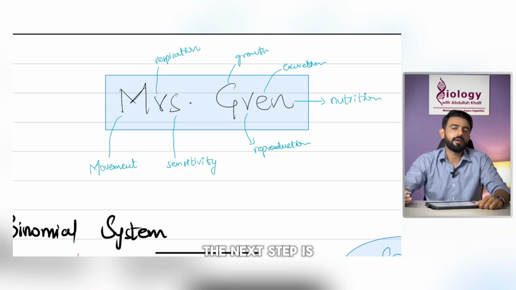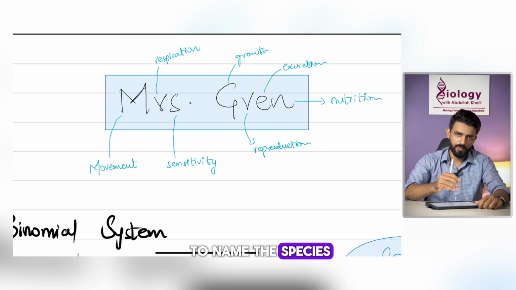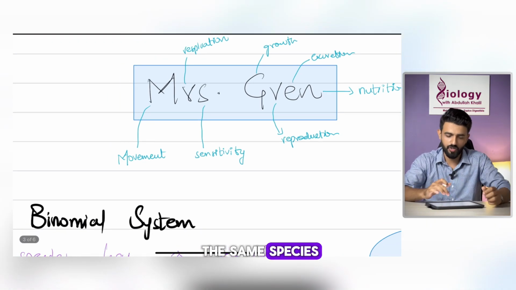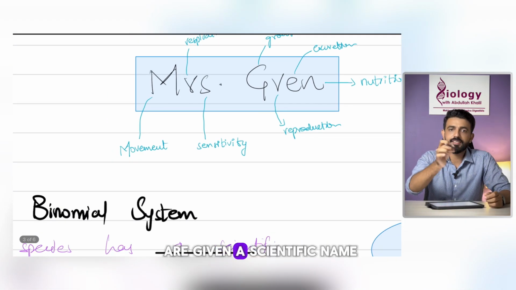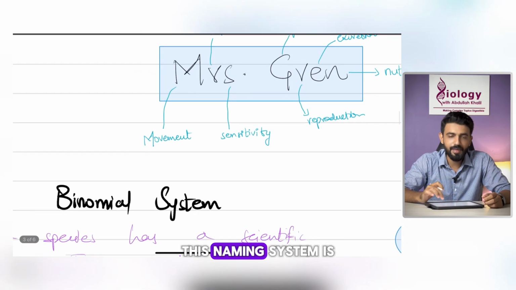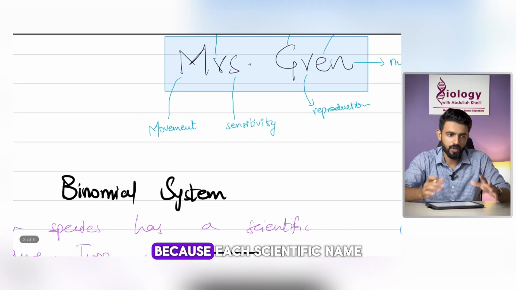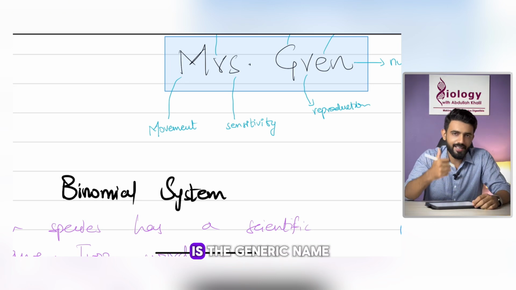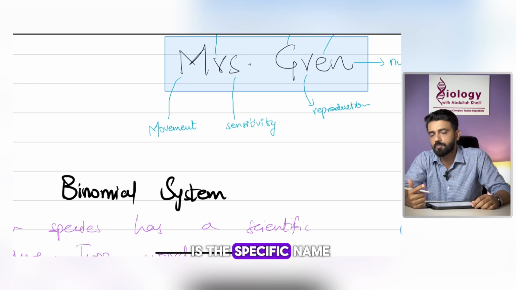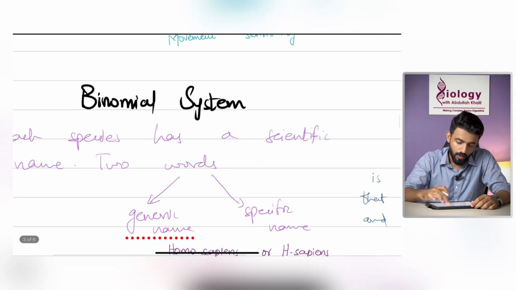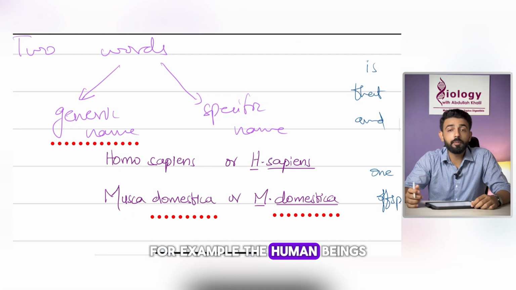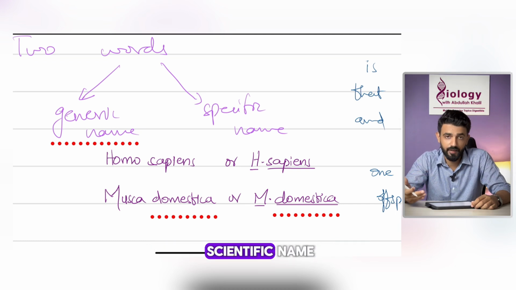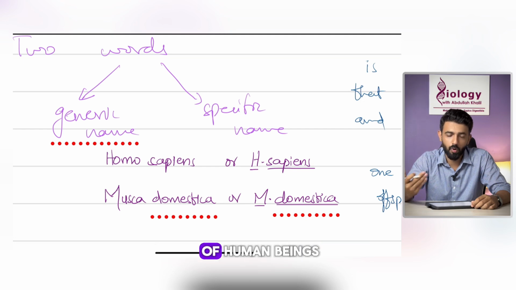The next step is to name the species. Once the similar organisms have been classified, have been grouped in the same species, they are given a scientific name. This naming system is called the binomial system because each scientific name given to each species has 2 names. One is the generic name and the other one is the specific name. For example, the human beings, they are called Homo sapiens. Homo sapiens is the scientific name according to binomial system of human beings.